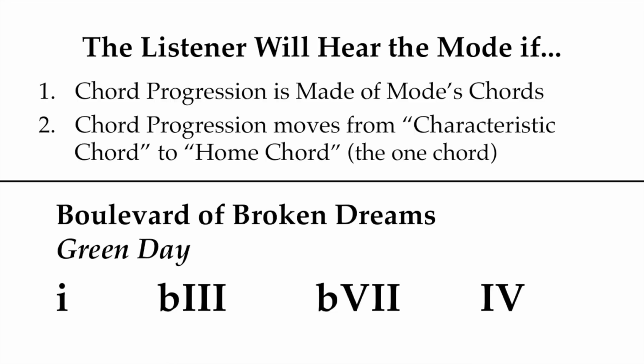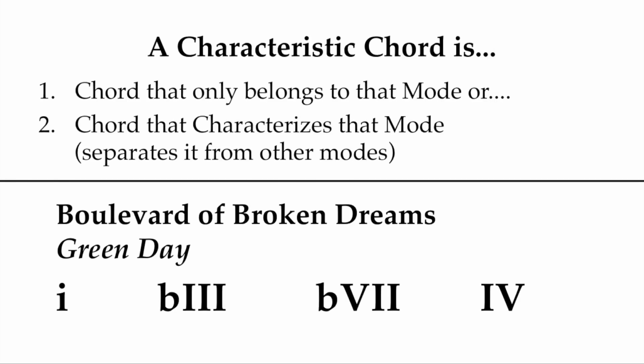So in that song, the listener is hearing the Dorian mode for 2 reasons. One, all 4 of those chords come from the Dorian mode. The 1 minor, the flat 3 major, the flat 7 major, and the 4 major. But 2 is that when you're writing modal music, meaning songs in different modes that aren't the major key, you want to end your chord progression with a characteristic chord. So this is what a characteristic chord is. It's a chord that only belongs to the Dorian, or that really says, hey, you're in the Dorian mode.